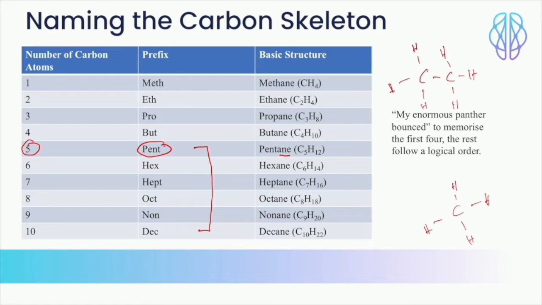I like to memorize using just short sentences, and usually the weirder they are, the better they stick. So I've got my enormous panther bounced to denote meth, eth, pro, and bu as the prefixes. Look, use whatever system you'd like. That's just the one that works for me. So I like to split it up as 1 to 4 meth, eth, pro, bu. So those are the 4 you need to memorize, and then everything after that is kind of intuitive. So 5 pent, 6 hex, 7 hept, 8 oct, 9 non, and 10 dec.